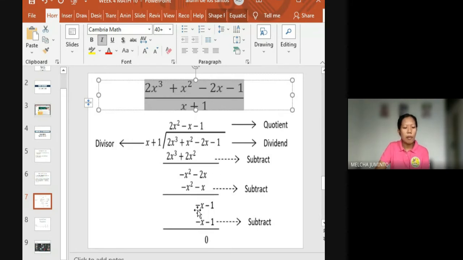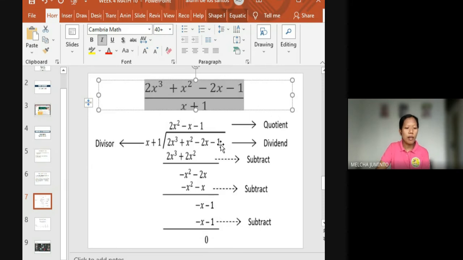Next, do the same process. Negative x divided by x is negative 1. Negative 1 times x, negative x. Negative 1 times 1, negative 1. So here, we arrive at the same binomials. Therefore, the result is 0. There's no remainder. Meaning, the quotient is 2x squared minus x minus 1.